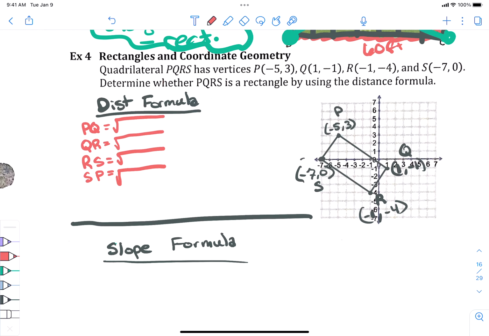All right. So we're doing all these distances, and we do the shortcut formula for distance because we do some of the stuff in our head, right? Okay. So get that written out, and then we'll go from there. PQ, QR, RS, SP, or PS. Whatever. Okay, all right, so let's start with PQ.